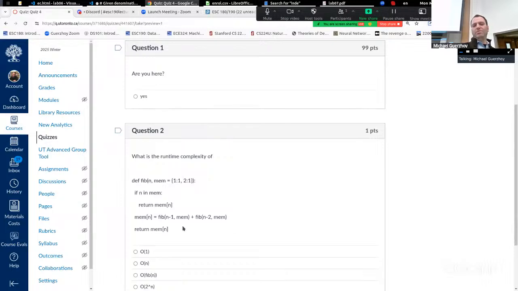Here what we have is the example from before, right? So the idea here is you just count how many times this gets computed. The answer is as many as there are going to be entries in mem eventually, which is about n, right?